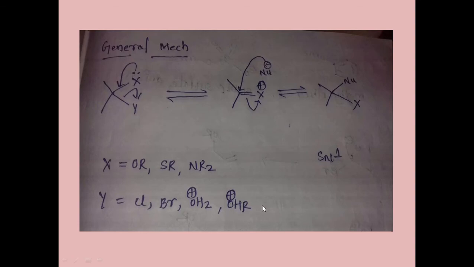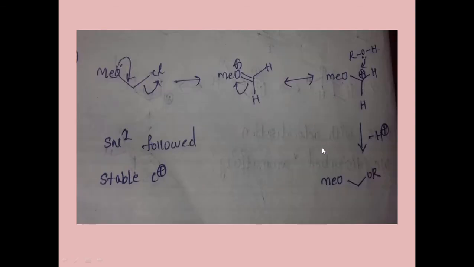So these are the leaving groups. If these are there, it can have an SN1 reaction. We have done some examples here, right? Like this, O gives electrons, and then chlorine gets kicked out as a leaving group. Now we can have resonance and a stable carbocation, right?